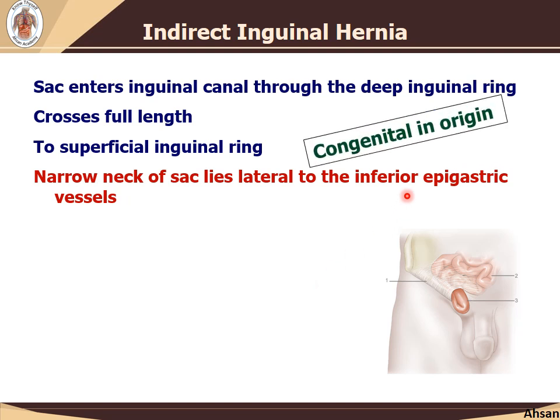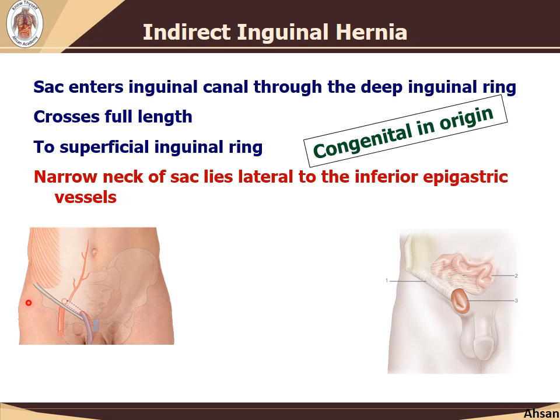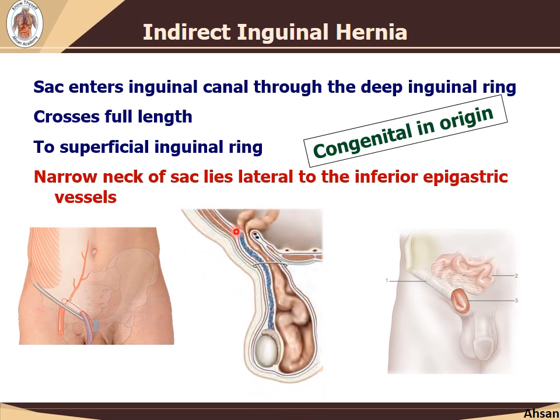It is usually congenital. Congenital means there is some birth problem that is causing the hernia. This is the position of the artery I am showing, and this is passing through the canal. So this artery is medial to the hernial neck. This is the neck region, a narrow area, and this is the sac region.